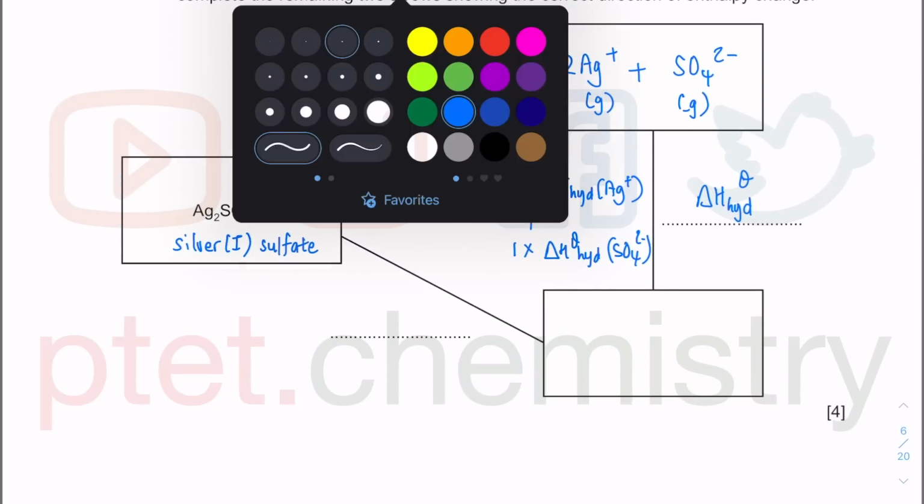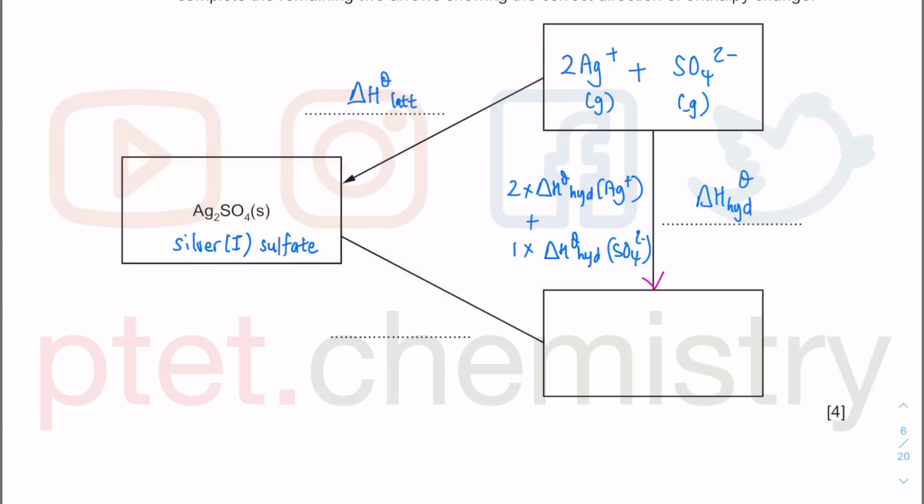The arrow is actually going downward because of the hydration of the cation and the hydration of the anions, you are going to get 2 Ag plus aqueous plus SO4 2 minus aqueous like that. And this is the solid dissolving in a large amount of water to give you an infinitely dilute solution under standard conditions. That is going to be your enthalpy of solution there. Standard enthalpy change of solution, because it's under standard conditions, 298 Kelvin, 1 atm pressure.